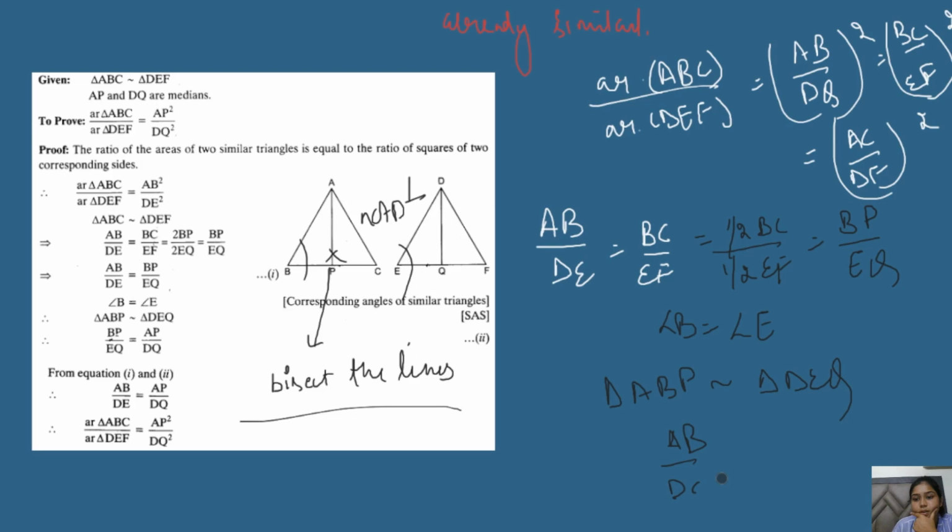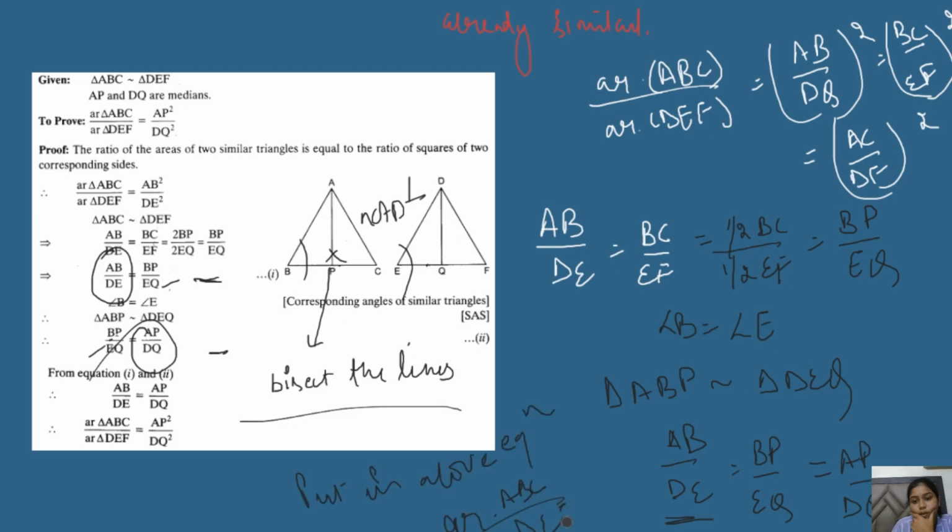Right. Now from equation 1 and from equation 2, you are getting that both of them are equal to this and this term. So it means AB by DE will be equal to AP by DQ. So just what we have to do is, this is equal to this. Then you will just have to put it in the above equation, and what you will be getting is area of ABC divided by area of DEF is equal to AP by DQ whole square. I hope that's clear to you.